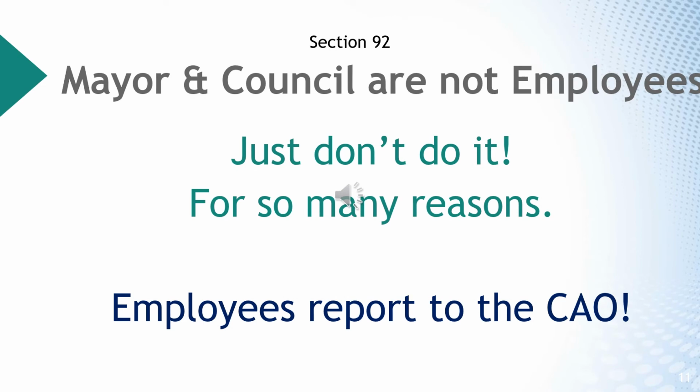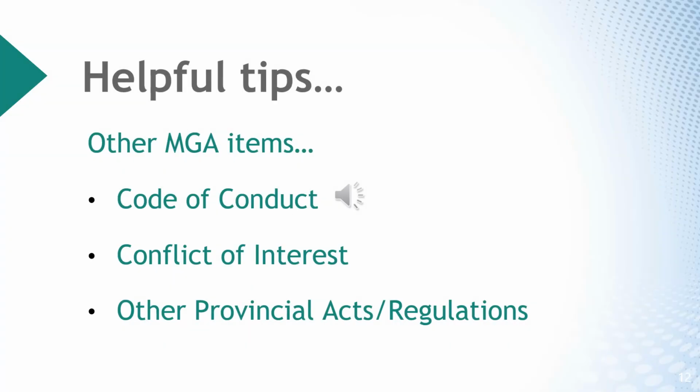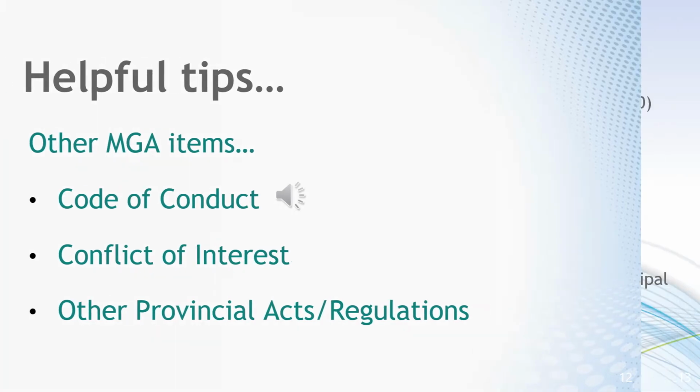Section 92 of the MGA makes it very clear that mayor and council are not employees. Just don't do it for so many reasons. The employee reports to the CAO, and there are risks. That's the basics of the roles and responsibility of council. Other helpful MGA items that involve council include code of conduct, conflict of interest, and other provincial acts and regulations that council must follow.